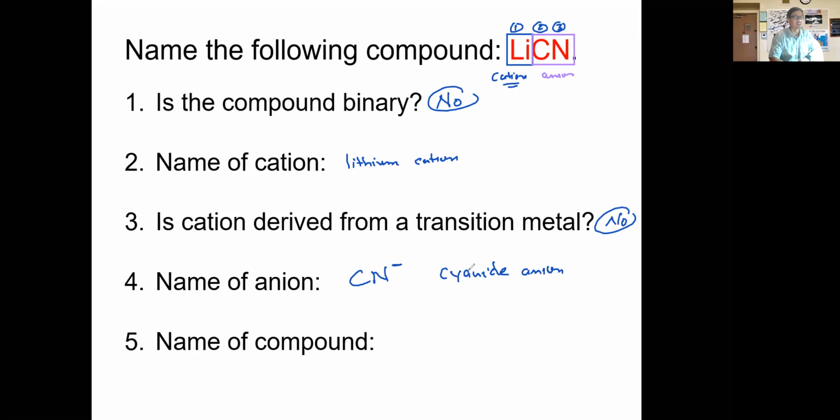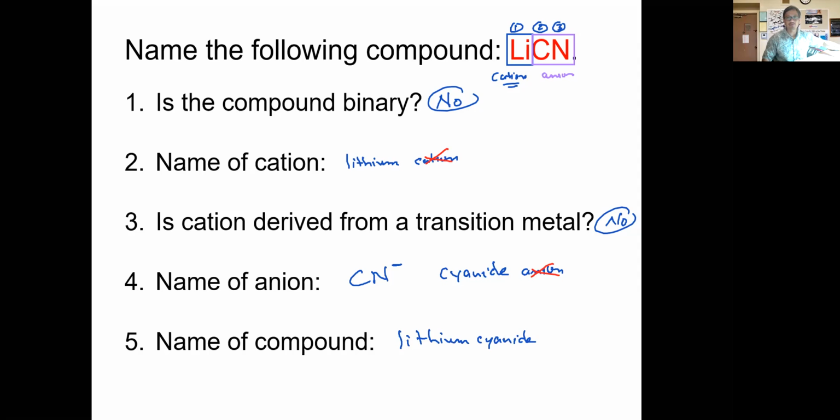Once we've identified the name of the cation and the name of the anion, the process becomes simple. We drop the term cation, we drop the term anion, and combine whatever's left over, and so we have the name of this compound as lithium cyanide. So the process is almost identical to what we did when we named the binary compounds. All right, let's do another example.